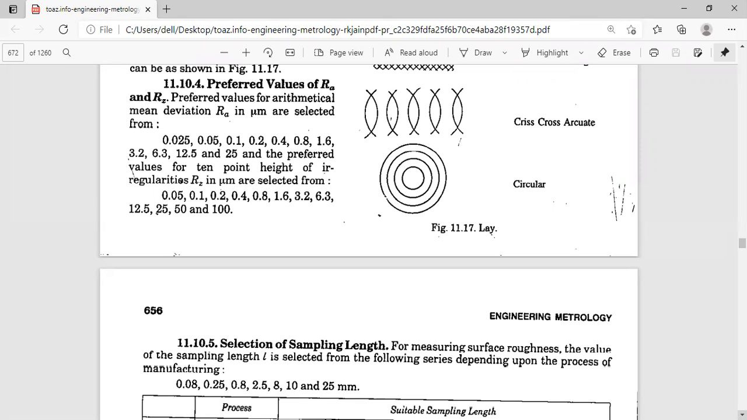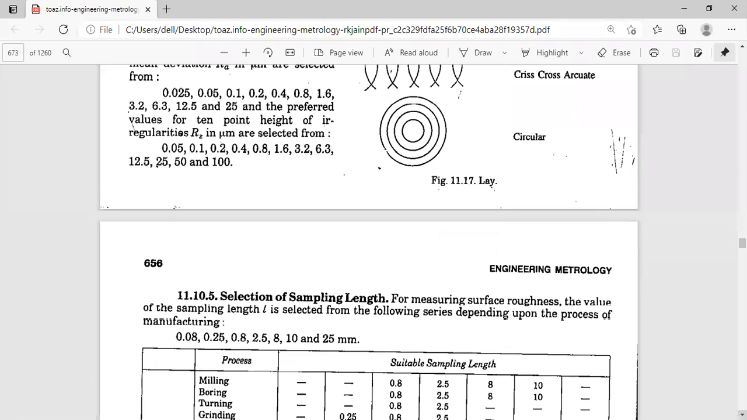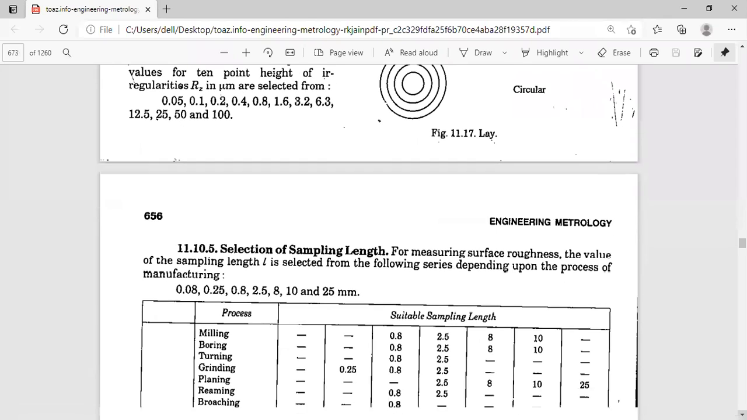And I want to tell you one important note for the relation between the RMS and the CLA value. For the sine waveform only, try to listen carefully. The RMS value is 1.11 times the CLA value. So if any problem is given, don't panic, because if you calculate the CLA value and we want the RMS value, and the ordinates are not given, you can calculate it by this formula.